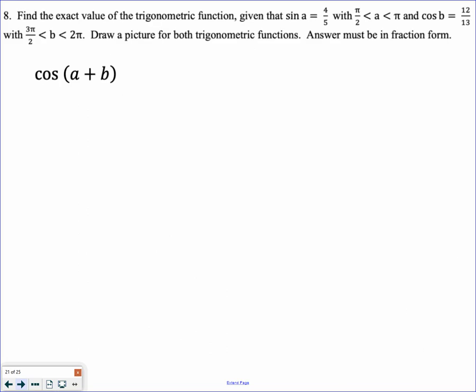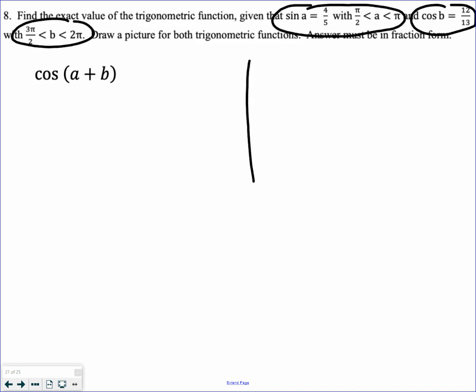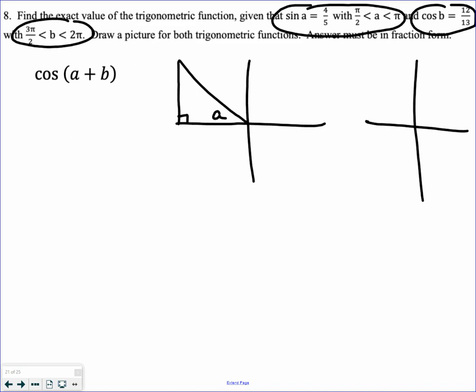They're giving me a trig function and where it's located, and they're giving me another trig function and where it's located. So I'm going to draw both pictures. So A is located in the second quadrant and has a sine of 4/5, meaning the opposite is 4, hypotenuse is 5. So find the missing side. The second one is in the fourth quadrant. Cosine is 12/13, which makes the missing side -5. So don't forget the negative and understand which quadrant it's located in.